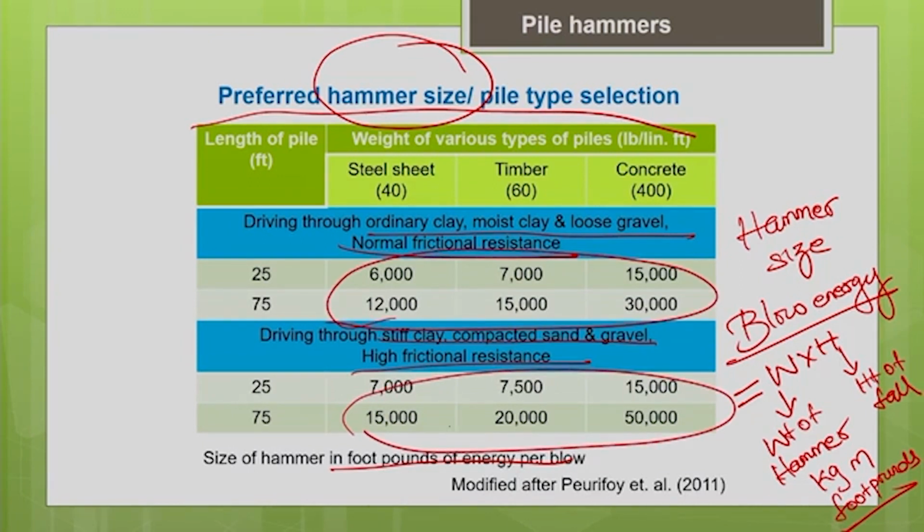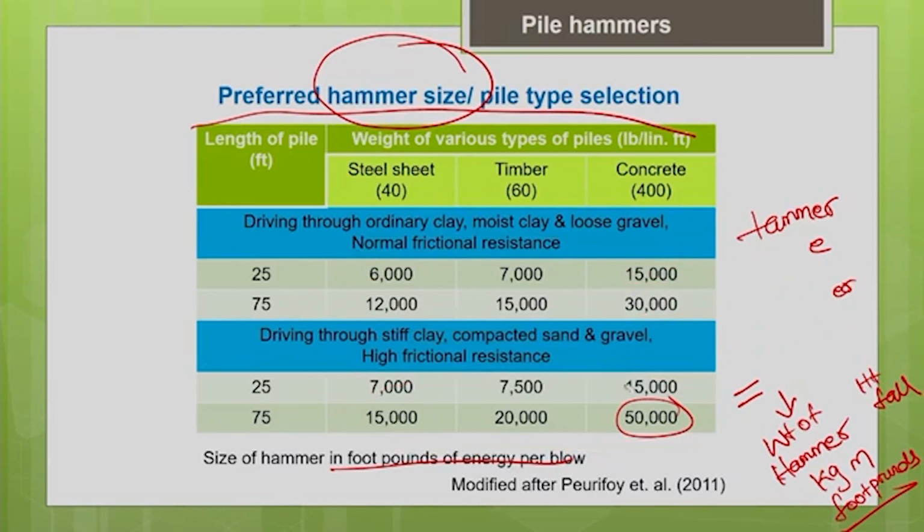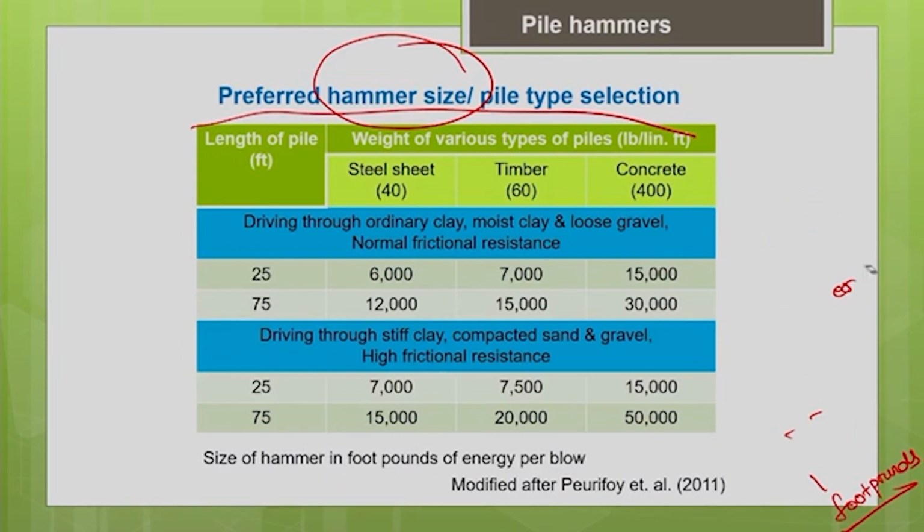You can see the difference in the blow energy requirement; here the blow energy is very high when compared to this value. So based upon the soil type, the blow energy requirement, that is the size of the hammer, varies. Another important thing to be noted is the length of the pile. As the length of the pile increases, the blow energy requirement increases. This is the pile length, given in feet.